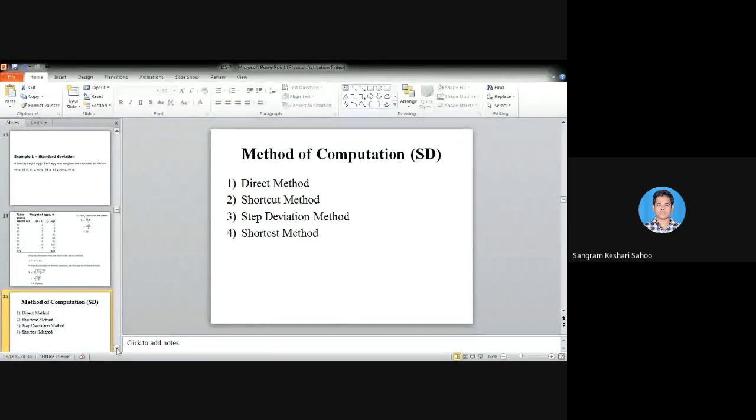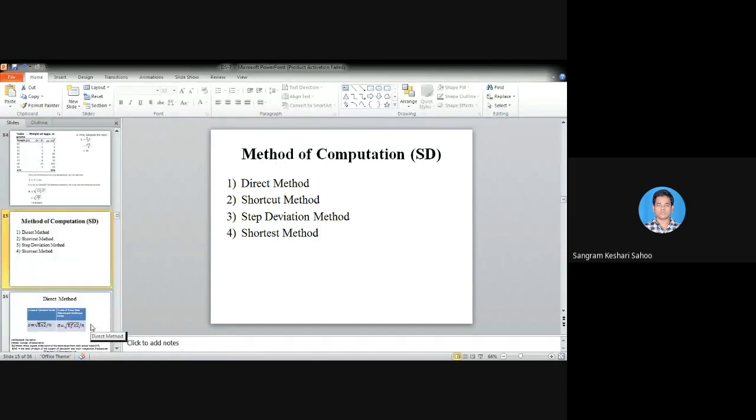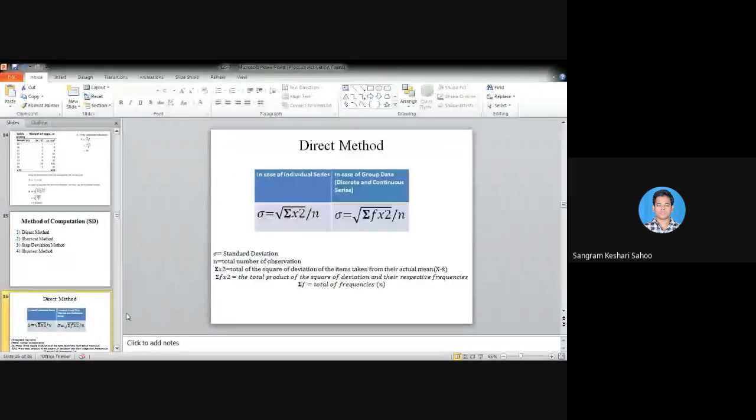We'll proceed one by one. First, we proceed with the direct method, starting with the numericals along with some examples. First, note down the formula. Here I have written, in case of an individual series, the formula: sigma equals the square root of the sum of x square whole divided by n. I repeat, sigma equals the square root of sum of x square whole divided by n.